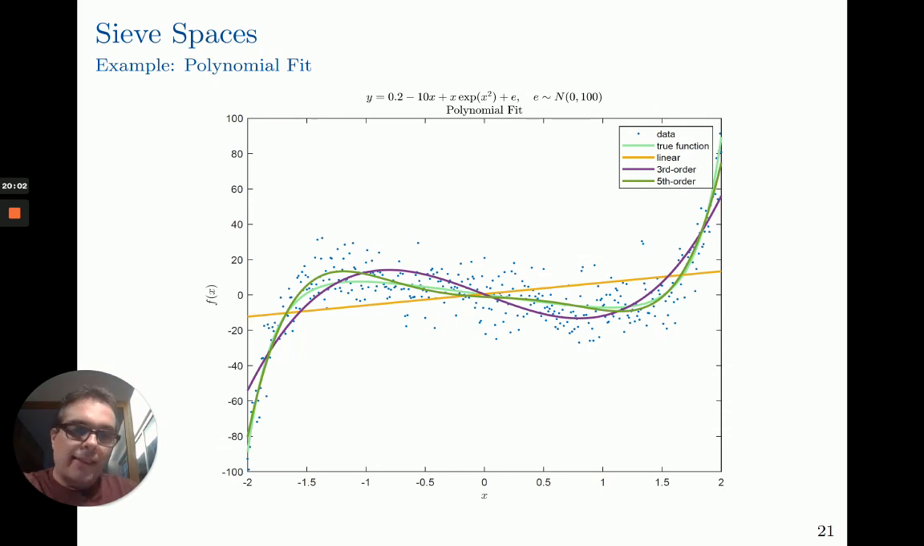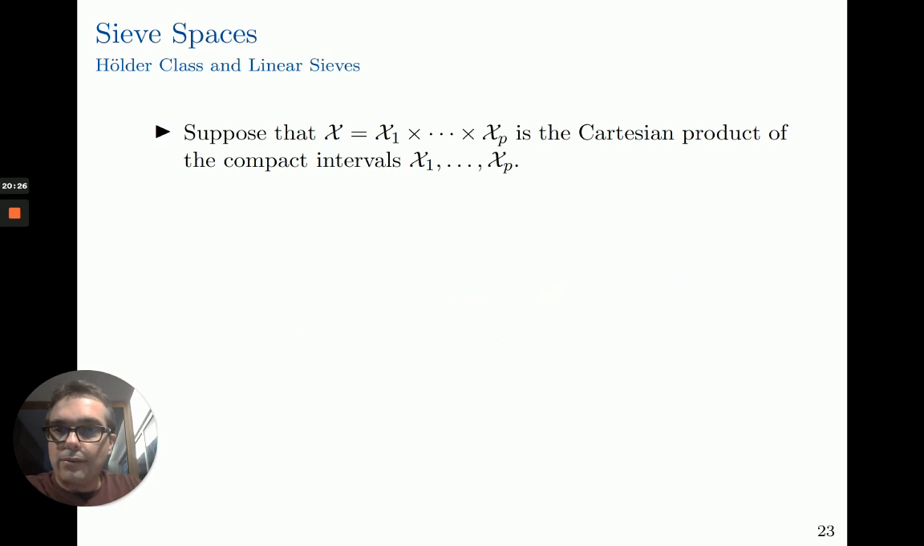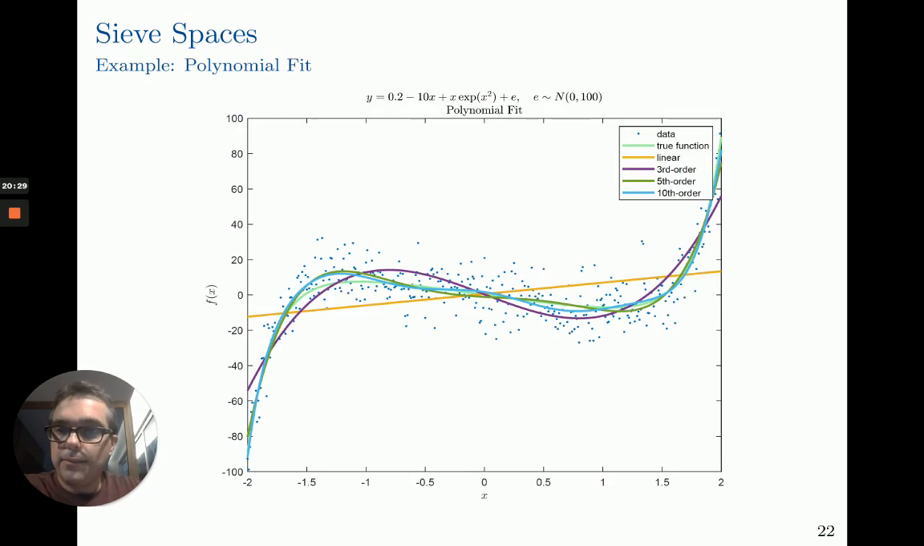So that's what I mean by increasing a sequence of sets with increasing complexity. What are my approximating sets? The sets of polynomials. So the first one is the first order polynomial, then the second order polynomial, third order, fourth order, fifth order, and so on and so forth. Okay? And then we can go up to the 10th order, and very good fit. So that's the idea. Okay?